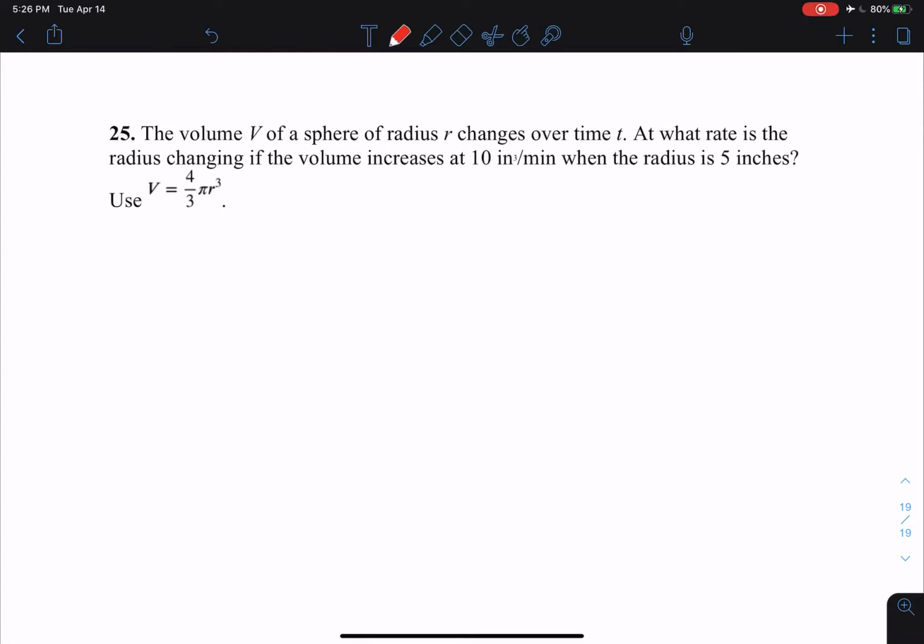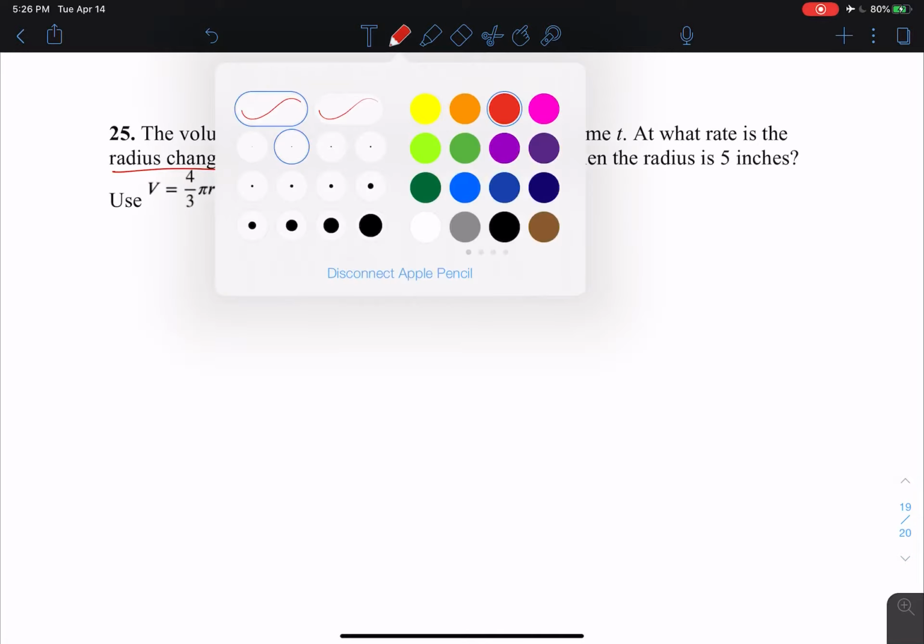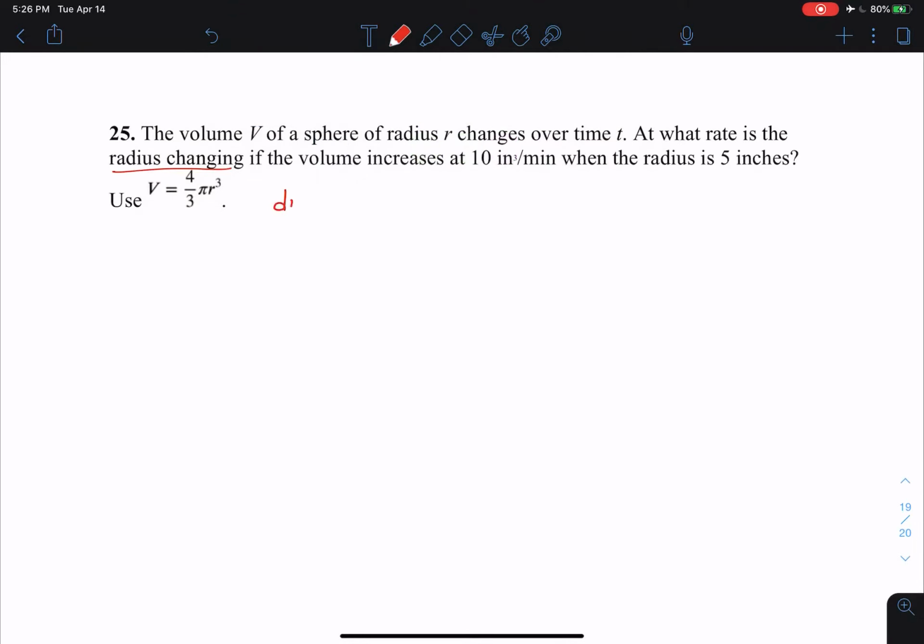So a final related rates problem, just for good measure, says the volume of a sphere of radius r is changing. At what rate is the radius changing? So let's annotate that. We're looking for dr/dt. What rate is the radius changing if the volume increases at 10 inches cubed per minute?